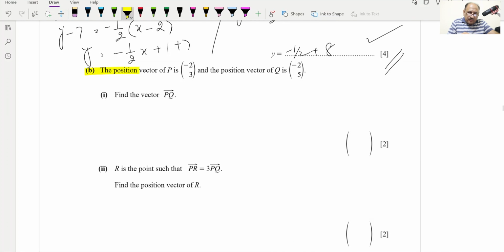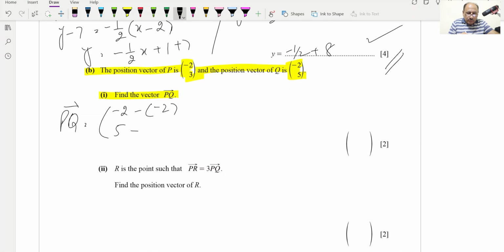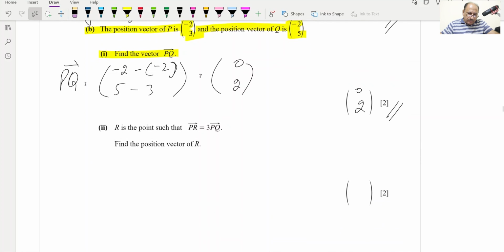The position vector of P is this one, and the position vector of Q is this one. Find the vector PQ. So the PQ vector we can find like this: PQ will be equal to coordinates of Q minus coordinates of P. Similarly, the y coordinate we can also do, and this will be equal to minus 2 plus 2 will be 0, and 5 minus 3 will be 2, and our answer will be 0 and 2. 2 marks for this part also.